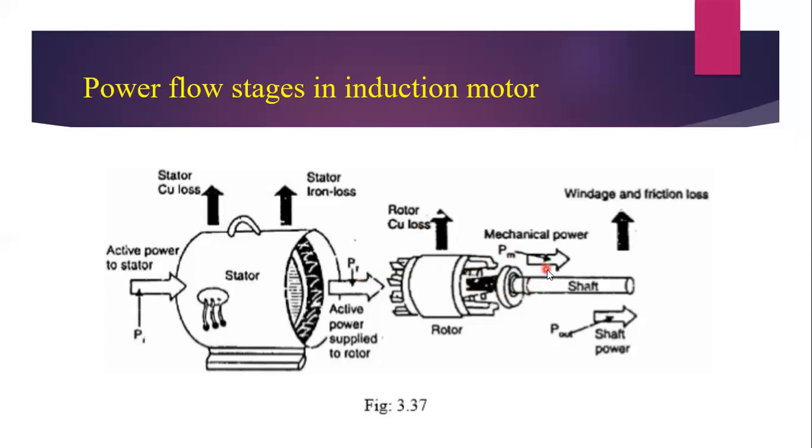Then windage and friction loss also take place. The mechanical power minus windage and friction loss is called the shaft power. So this is about power flow stages in the induction motor.